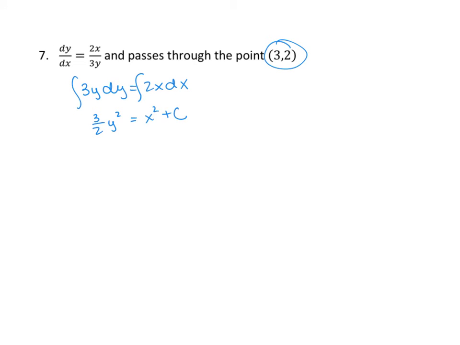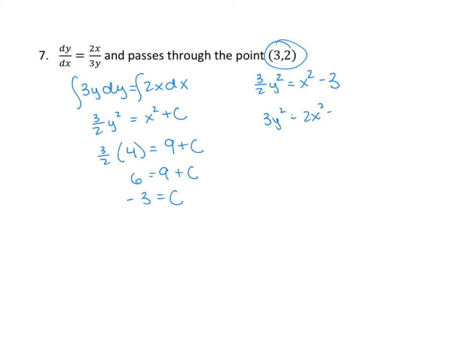So if I plug in my point (3, 2) to find c, I would have 3 halves times 2 squared equals 3 squared plus c. 3 halves times 4 is 6. So I'm going to get a c value of -3. So now our equation looks like 3 halves y squared equals x squared minus 3. And my goal is to isolate the y. So if I multiply everything by 2 to clear the fraction, divide by 3, and then take the square root, I'll have my final answer.